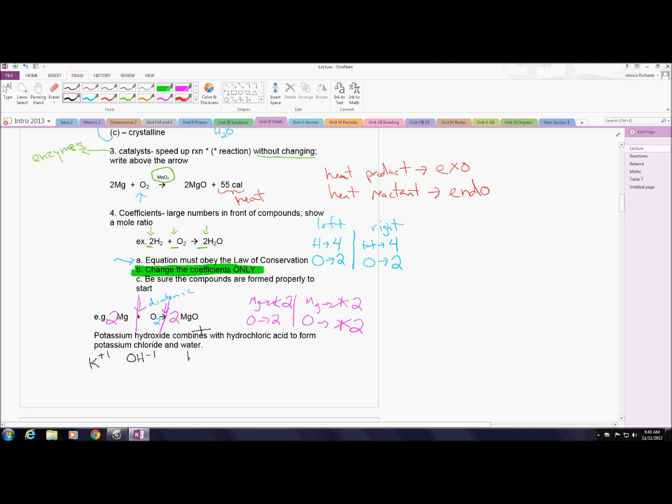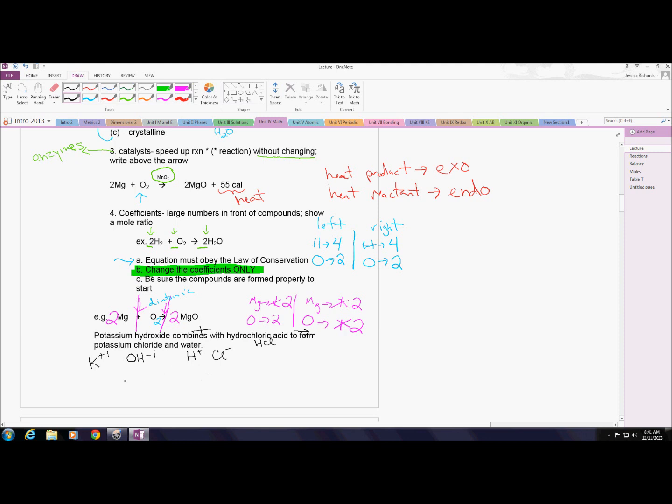Hydrochloric acid, you can look that up. Hydrogens have a charge of +1. Chlorines have a charge of -1. If you use table K to find hydrochloric acid, it's HCl. It's already written for you. To form is going to be your arrow. And then we're going to make potassium chloride, so +1 and -1, and water. And you should know water, it's H2O.